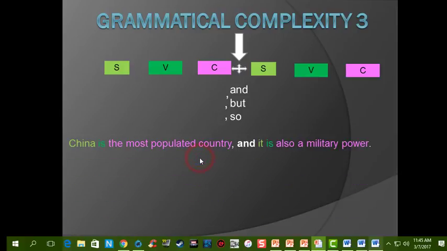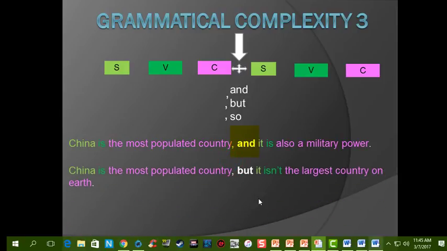Let's take a look at an example. China is the most populated country, and it's also a military power. So I'm adding an idea. Second, China is the most populated country, but it isn't the largest country on earth. That's a contrast. So with and I add, with but I contrast. It is the most populated, but it isn't the largest.